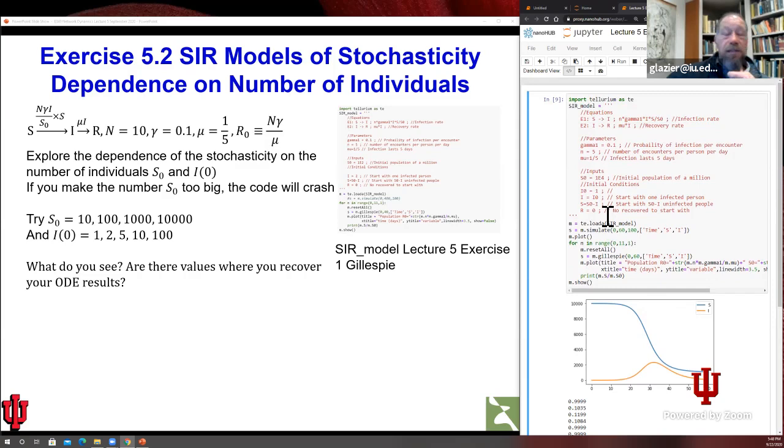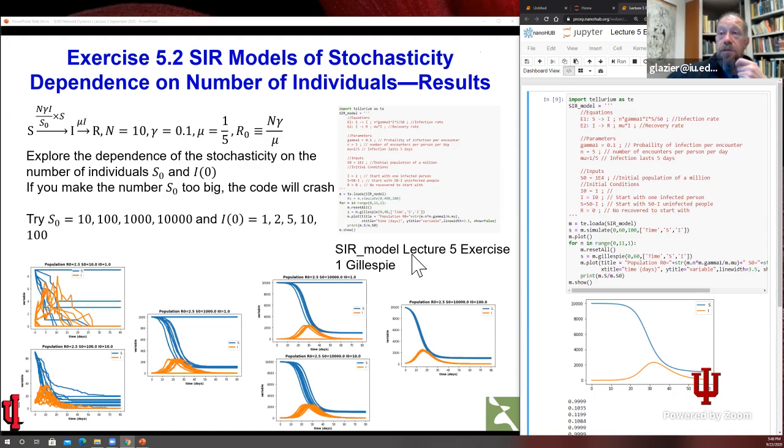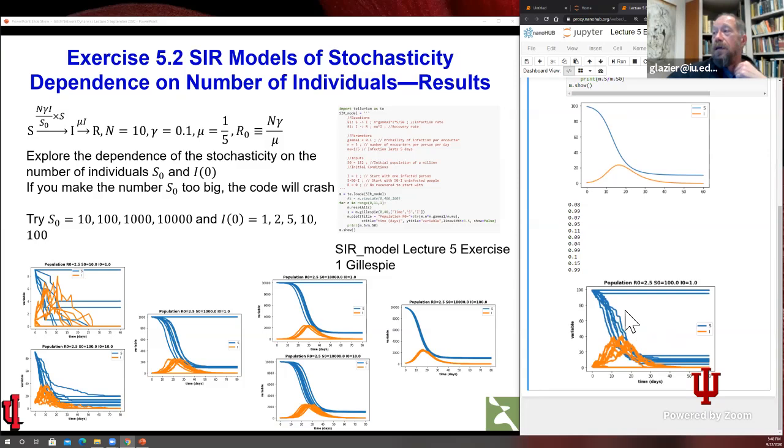You can't really make I less than 1 because Gillespie is about individuals. So what you see is that you get these big fluctuations. If I make both S naught and I naught small, like start with 100 susceptibles and 1 infected individual, here I see a couple of cases where the infection died out, and a fairly broad range of cases where it didn't die out. And this is again for R naught 2.5, 100 initial individuals.